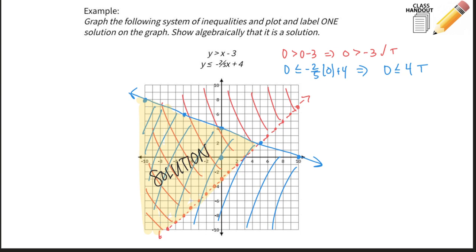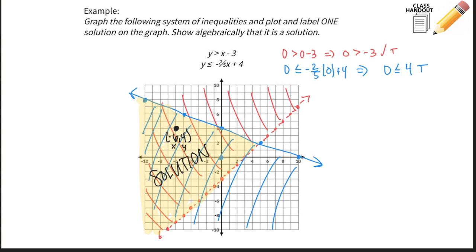Now it says plot and label one point and show algebraically that it's a solution. I'm just going to pick a random point, maybe right here, and that is -6, 4. Now we're going to plug that into both equations and make sure that it's true. When we plug this in, we plug the first number in for x and the second number in for y.